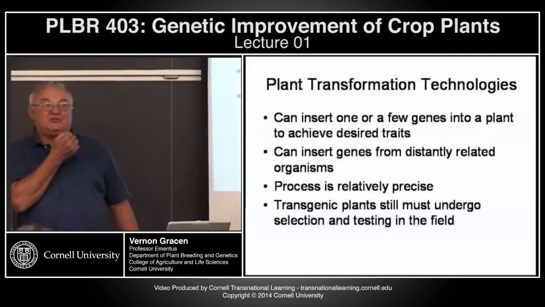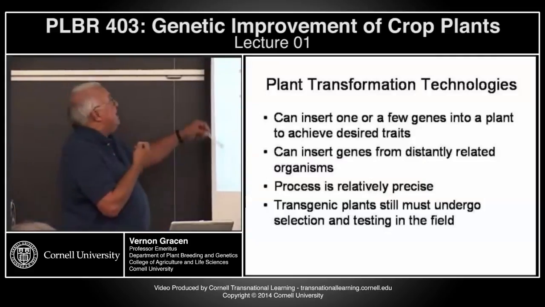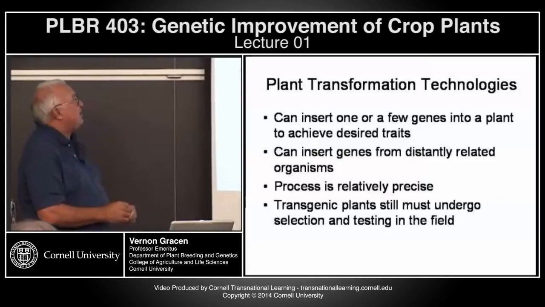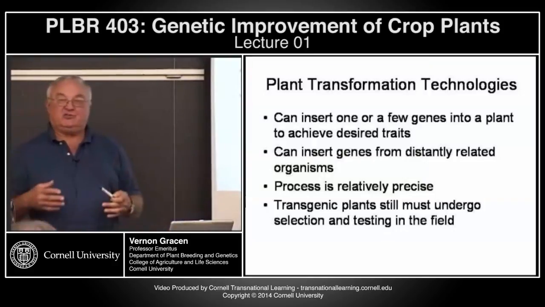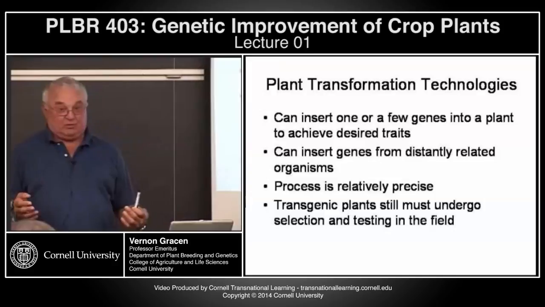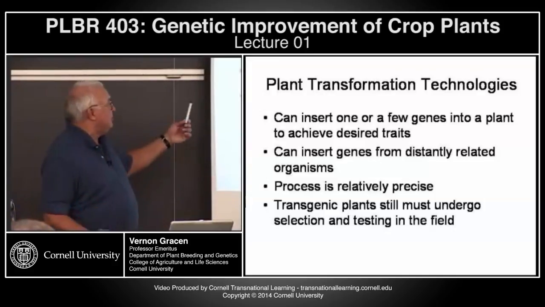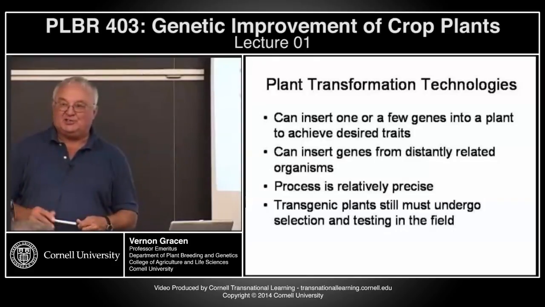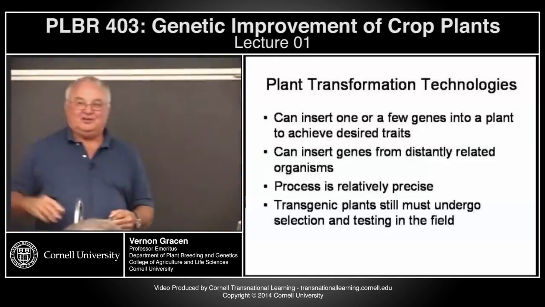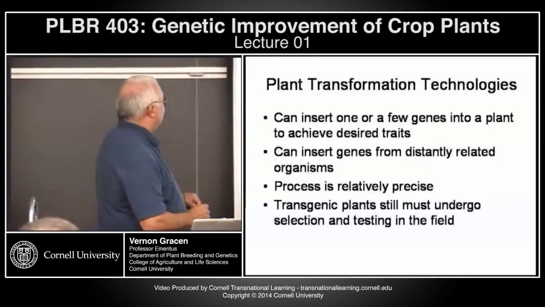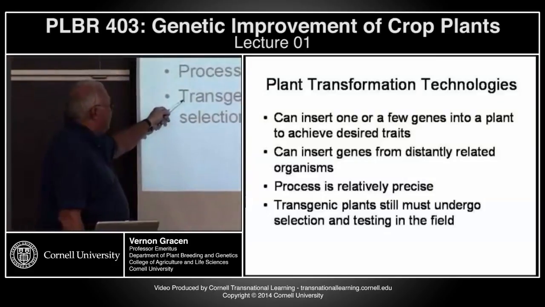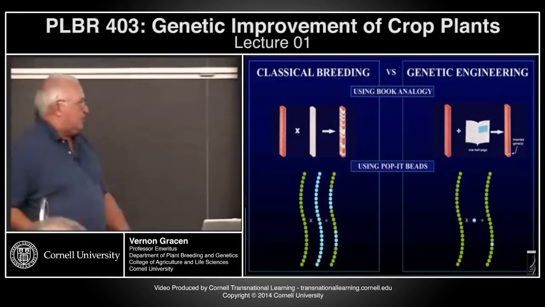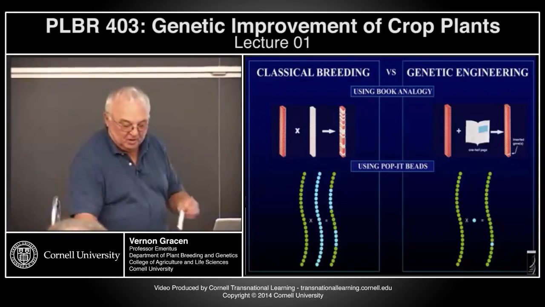And then plant transformation technologies basically allow us to insert one or a few genes into a plant. We can take genes from distantly related species, from bacteria, for instance. It's a relatively precise process, not as precise as my colleagues down the hall would like to have us believe, but relatively precise. Point is, once you develop transgenic plants, they still need to be evaluated and tested.